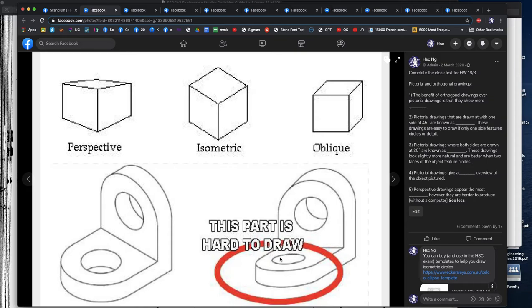Right? We don't have any really good rules to draw that circle. We don't have templates that we can use to draw that circle. So that's the problem. With isometric, on the other hand, we can draw circles on any of the faces relatively easily. There are rules on how we can do it, and we can buy templates that will allow us to do it.